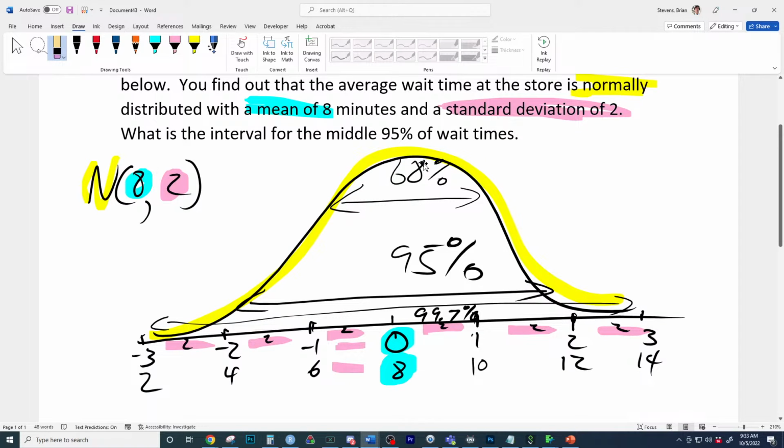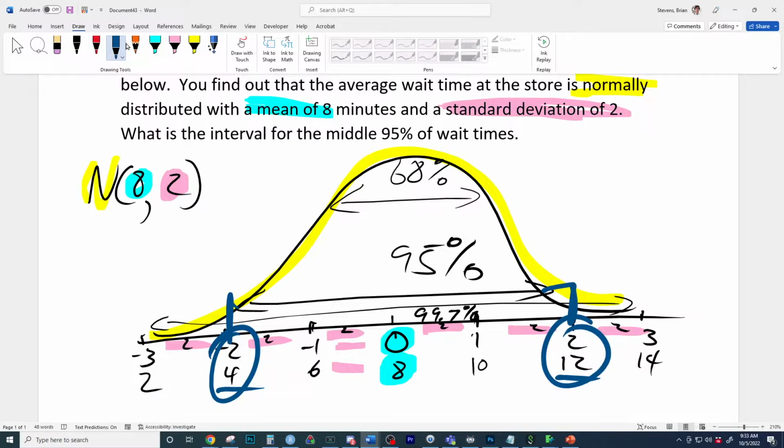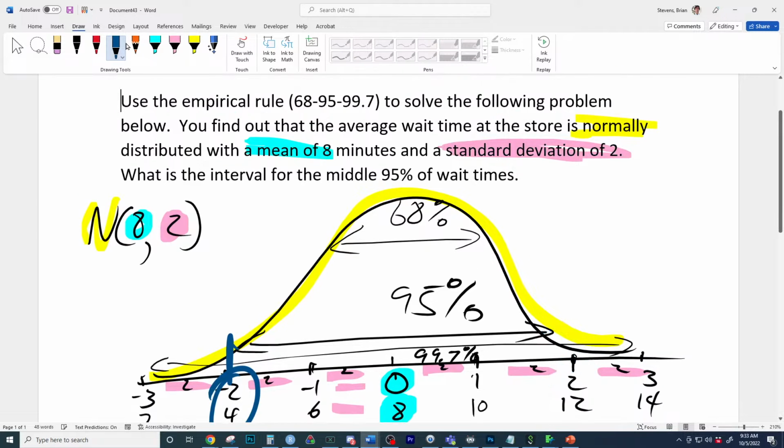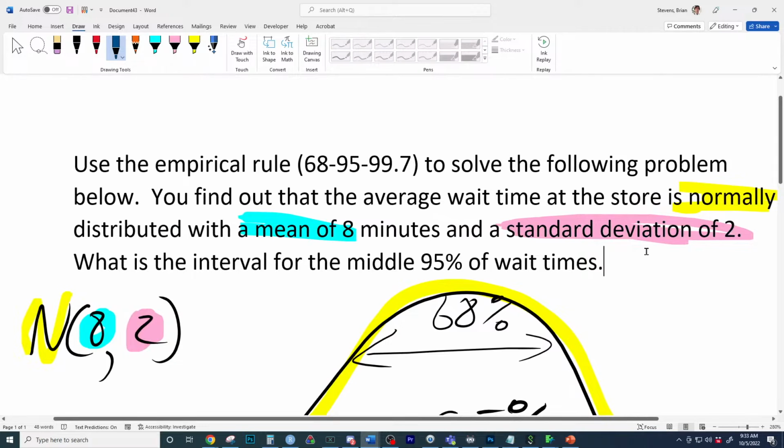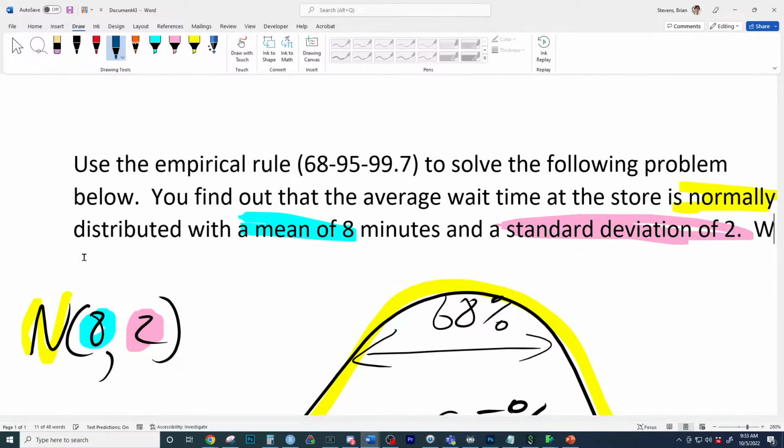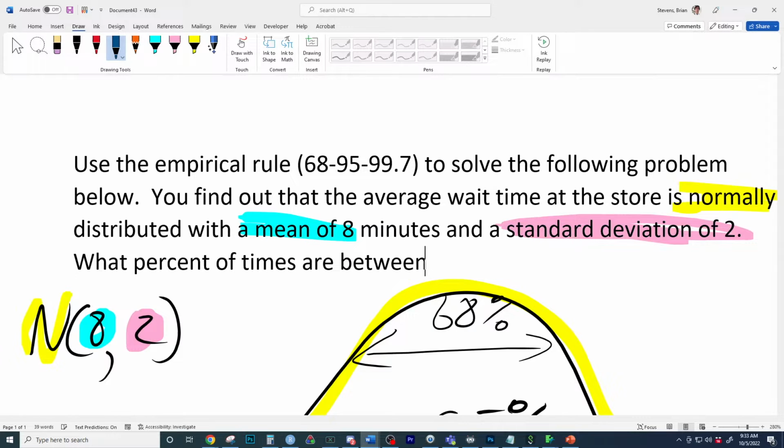So with this right here, let's go. Now when we look at this problem, we're looking for the middle 95, which has already been identified on here for us. It's going to be these answers right here. Do remember we're looking for the context, which is going to be the answer of 12 and 4. But let's do a more difficult problem. So we're changing the problem now. And the problem says, what percent of times are between 4 and 10 minutes?